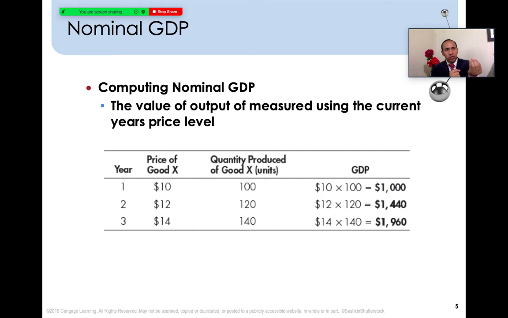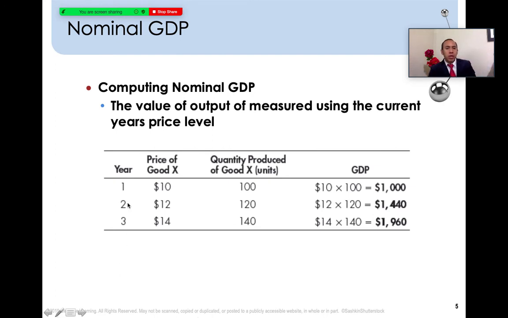The nominal GDP is essentially the price times the quantity of the good, because you have the price of the good in current value and the quantity of the good produced for that particular year or time frame. Multiply them together, and you get the level of gross domestic product, which in this case is nominal GDP. Nominal GDP is the value of output measured using the current prices times the quantity of the good for that particular current year.